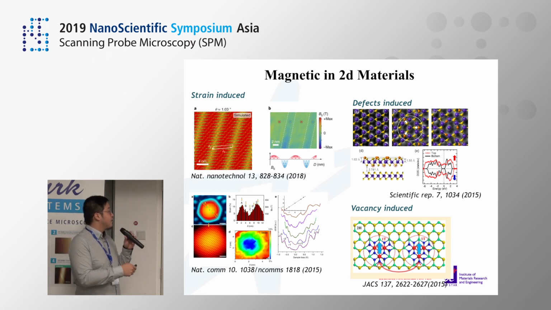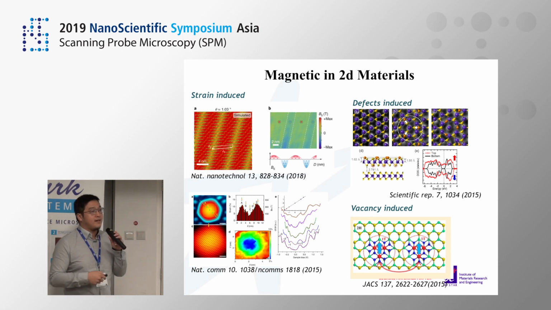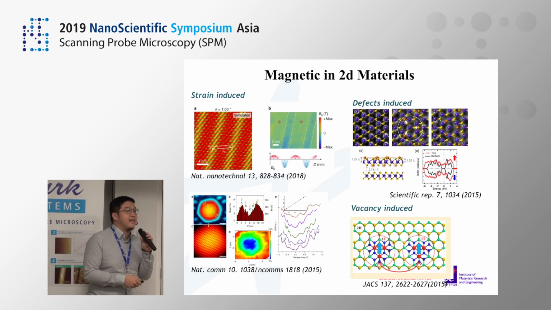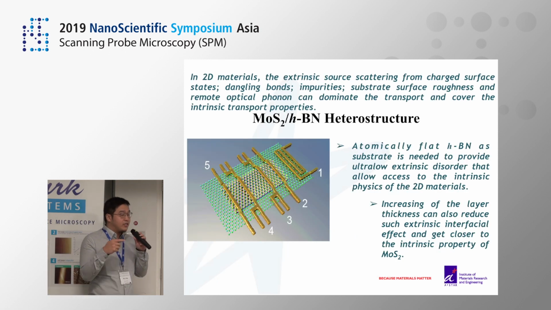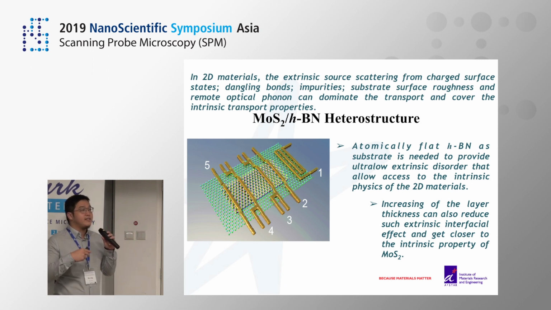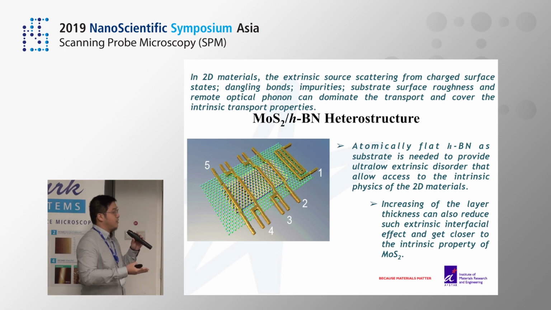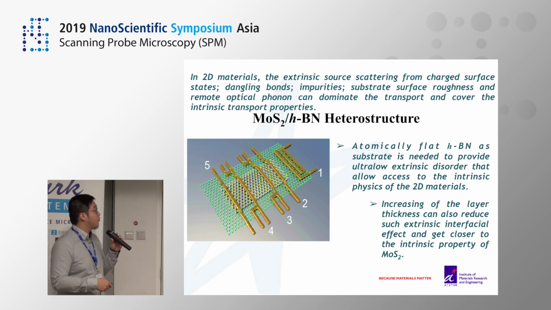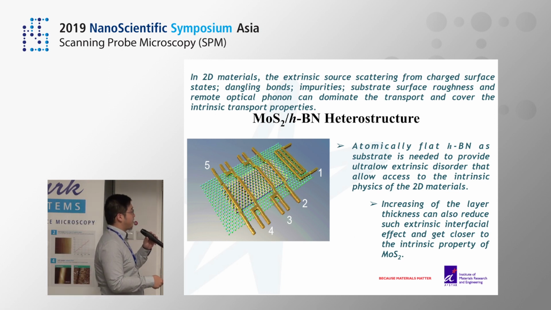However, proving the influence of this magnetism on electrical transport is not easy, because 2D materials are extremely sensitive to the surface and the substrate due to their 2D nature. Impurities on the surface or a rough substrate will dominate the charge transport, so it is not easy to probe those effects. Here, in the 2D community, people use hexagonal boron nitride, an atomically flat insulating 2D material, to screen out the external disorder so that we can approach the intrinsic properties of 2D materials.